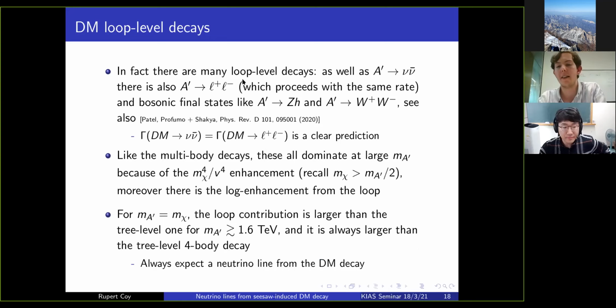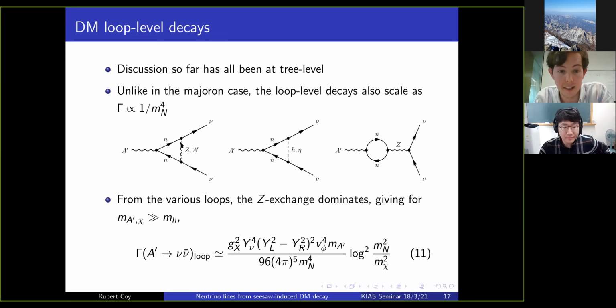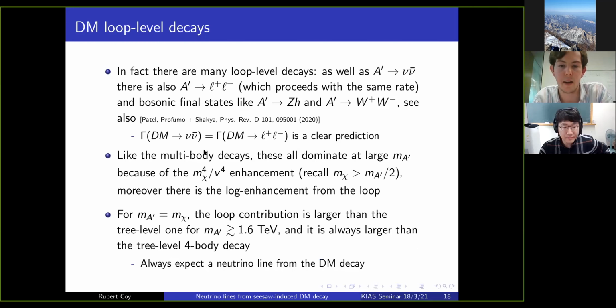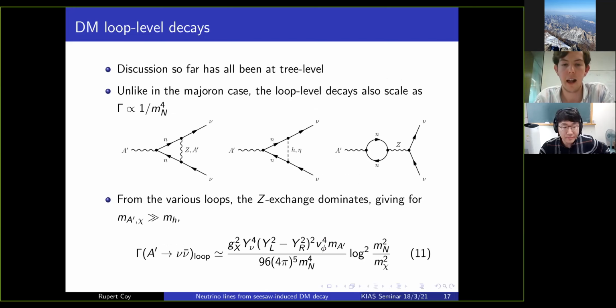But there's not only, there's several loop level decays. So as well as A prime to nu bar, you can see that there's others quite quickly. So say, replacing in this first diagram, if you replace the Z with a W, you emit charged leptons, and so you have A prime to L plus L minus, where L is some charged lepton. And basically, because of SU(2) gauge invariance, the rate of A prime to L plus L minus is the same as the rate of A prime to nu bar, up to insignificant things like phase space, which don't really matter for a sufficiently heavy A prime.